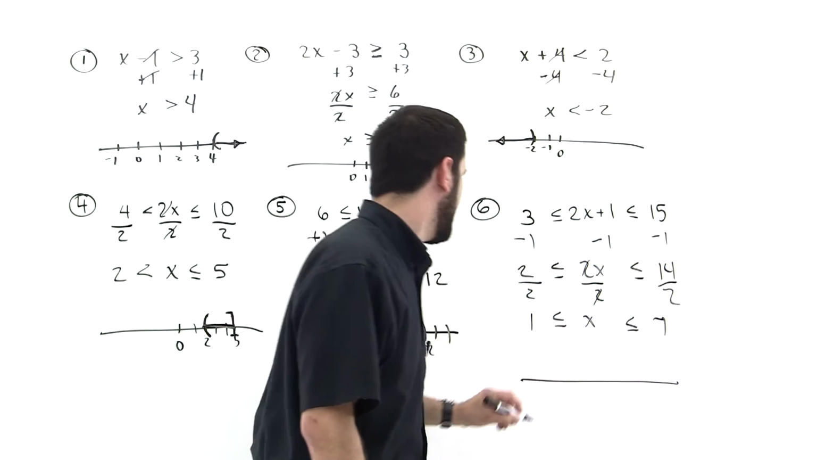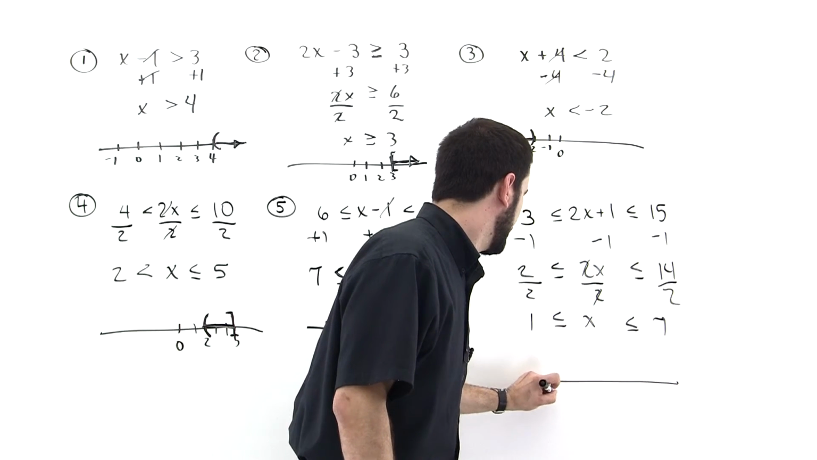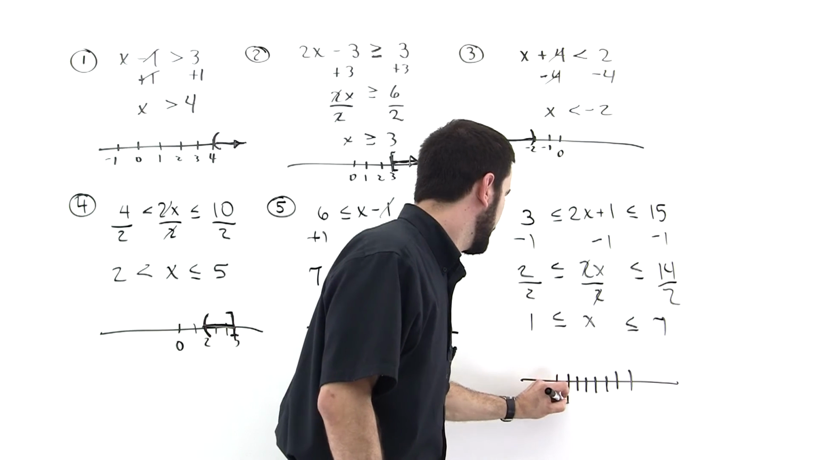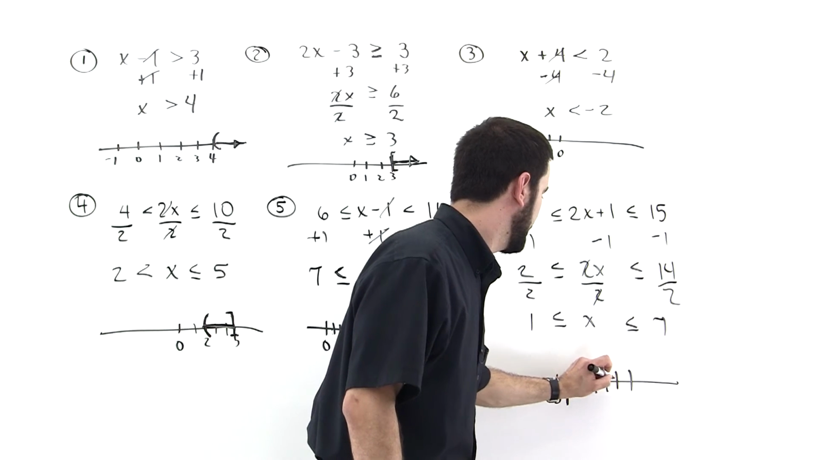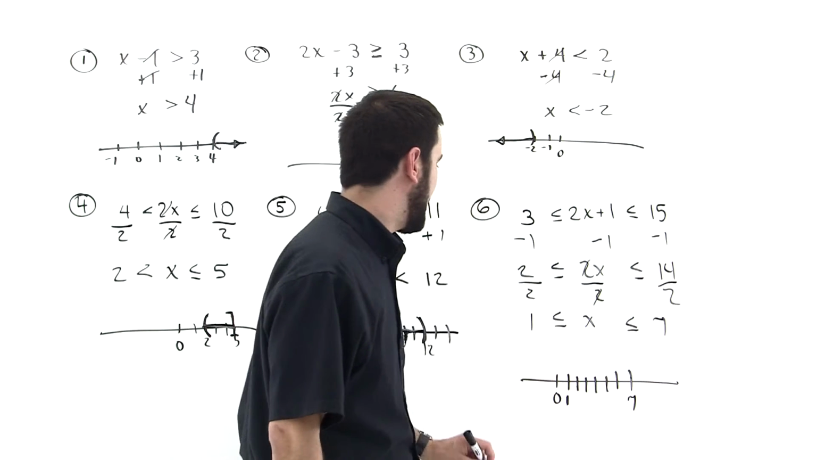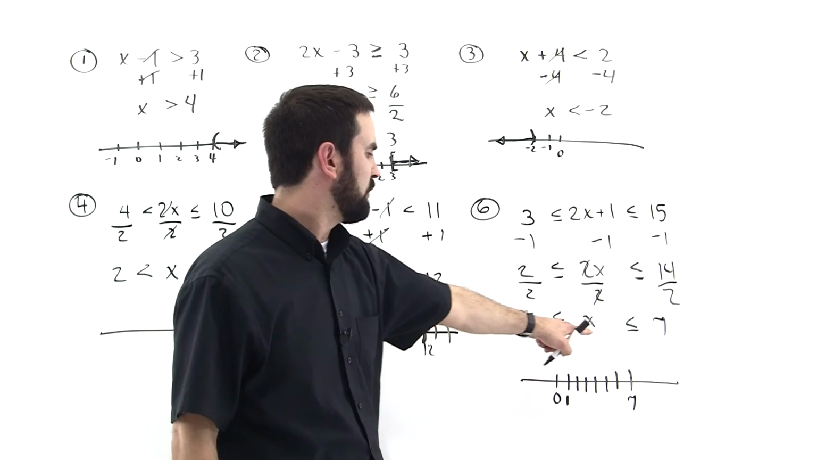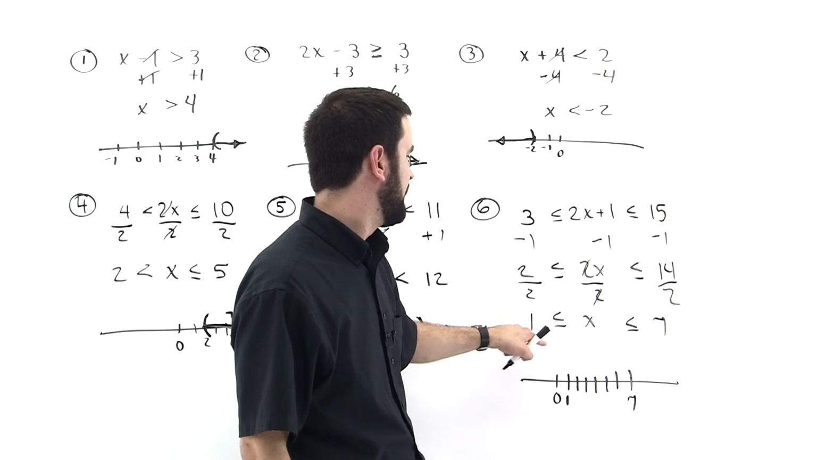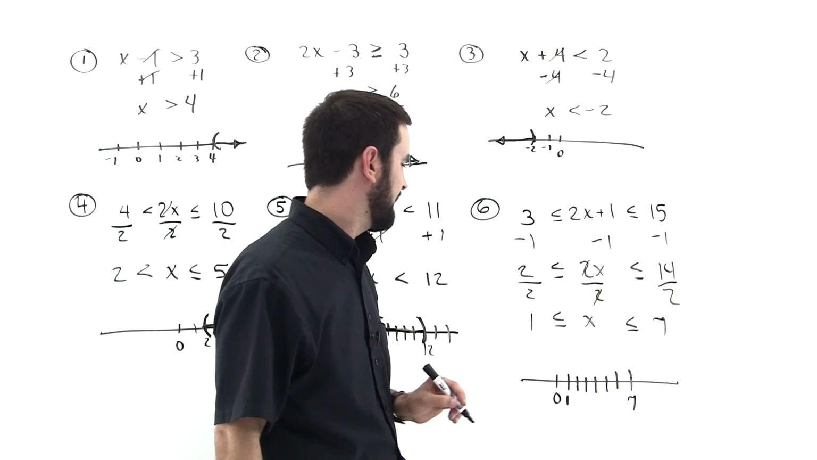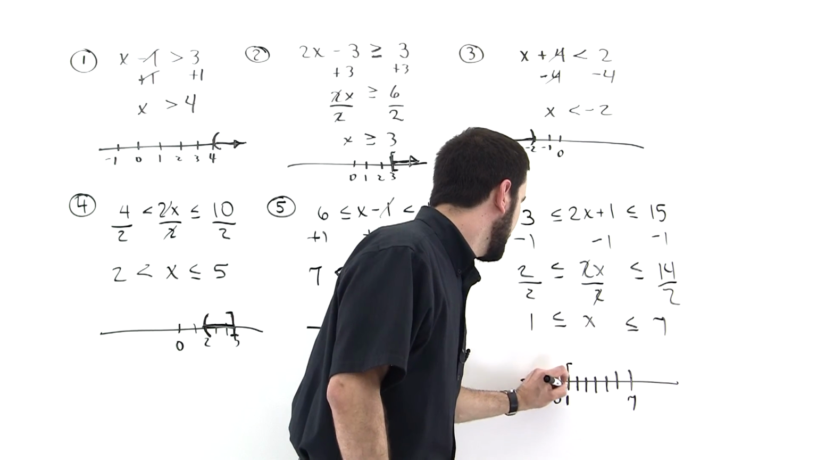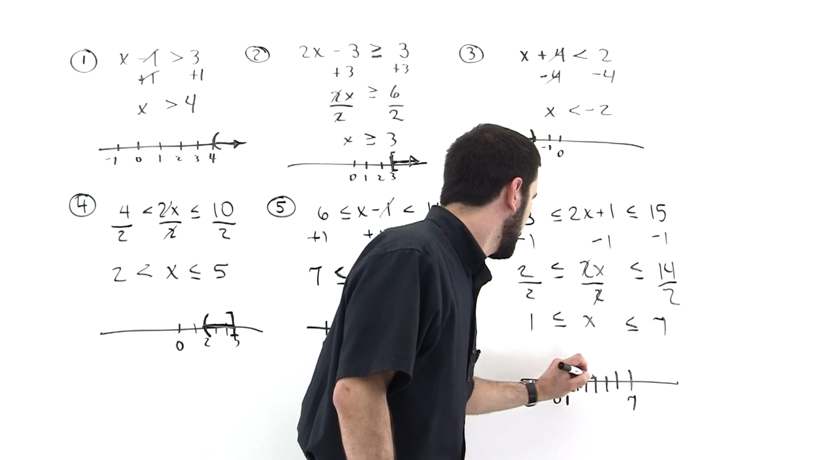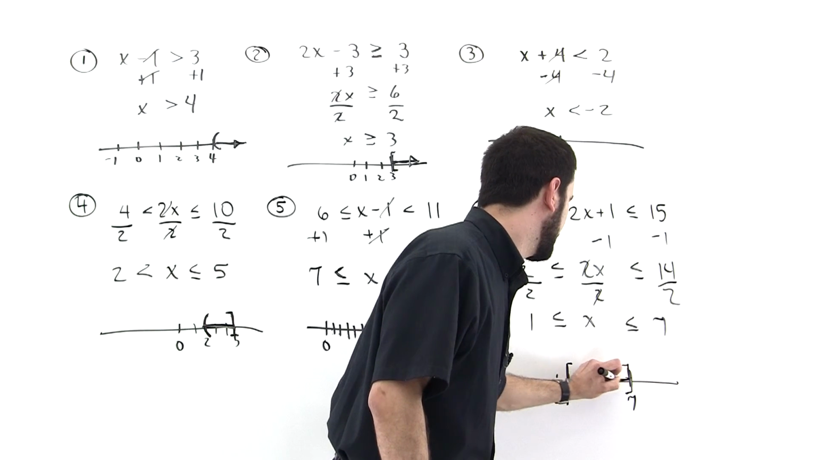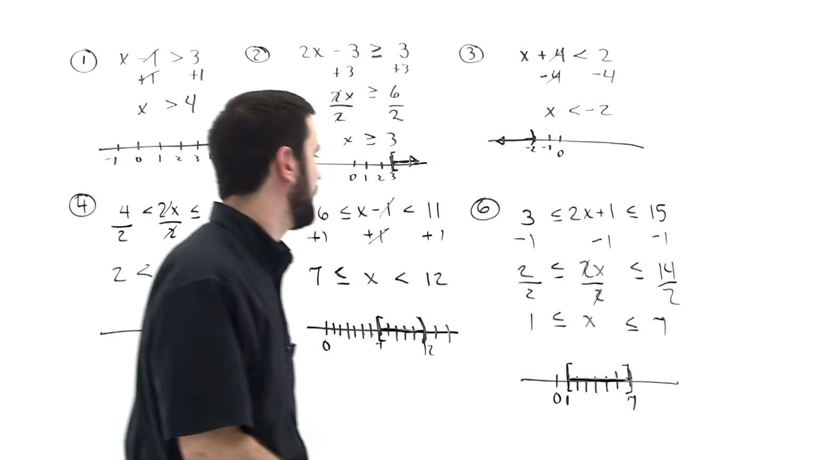So then to graph that, we'll have 0 here and 1, 2, 3, 4, 5, 6, 7. It's greater than or equal to 1, and it's less than or equal to 7. So we're going to put a bracket like this on both of them, and everything in between is what x could possibly be.